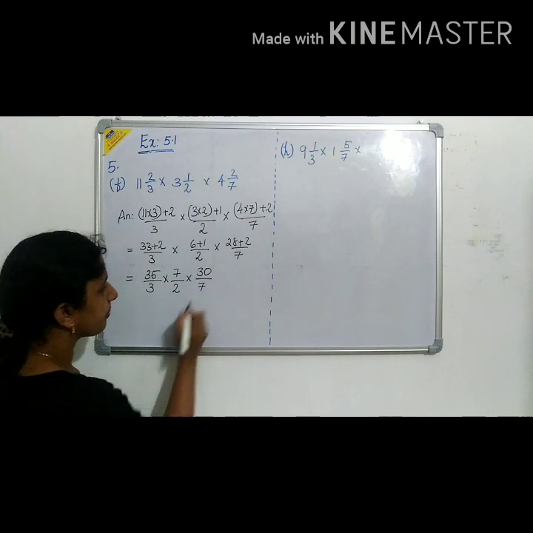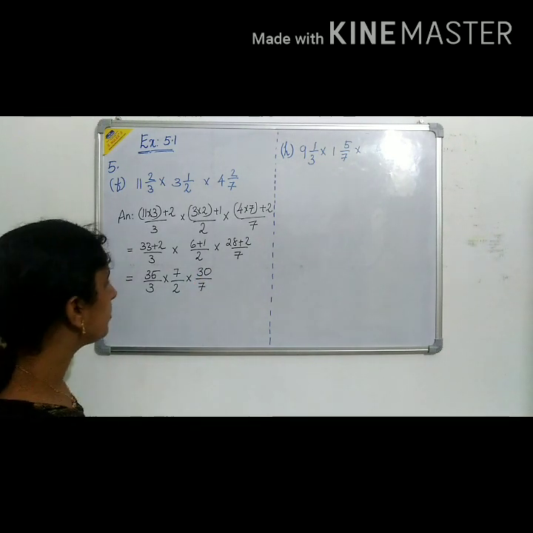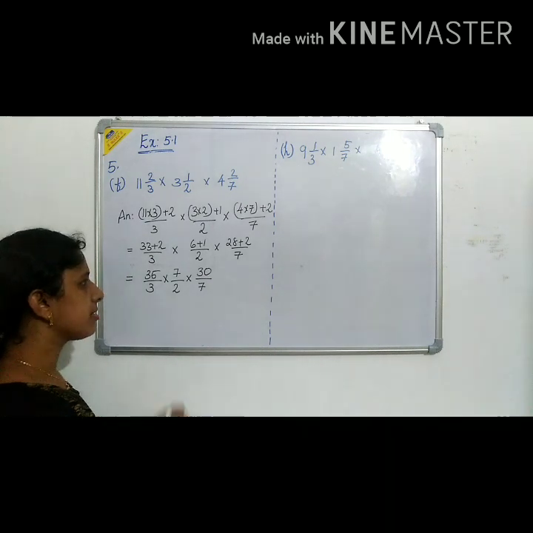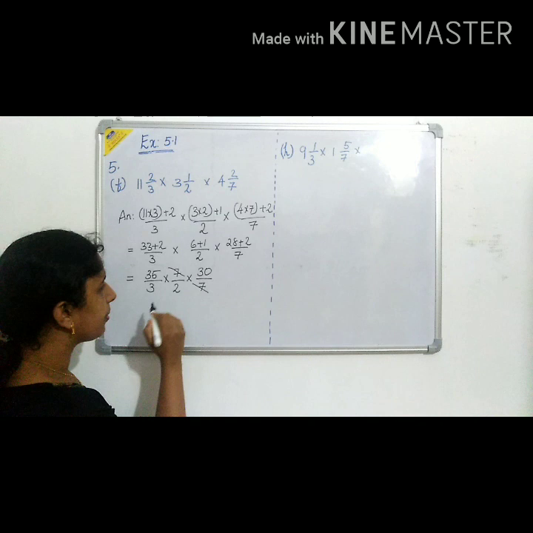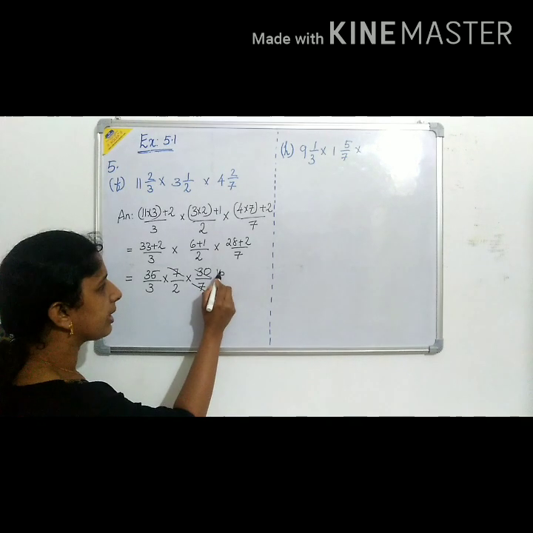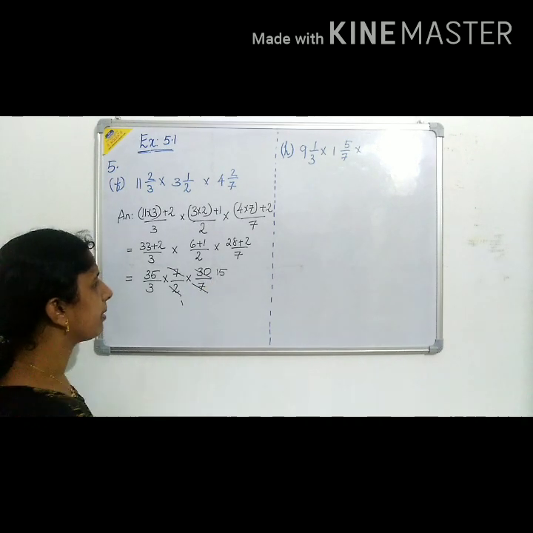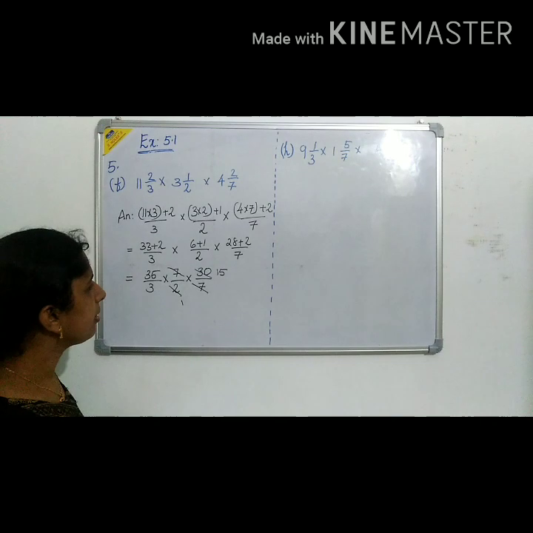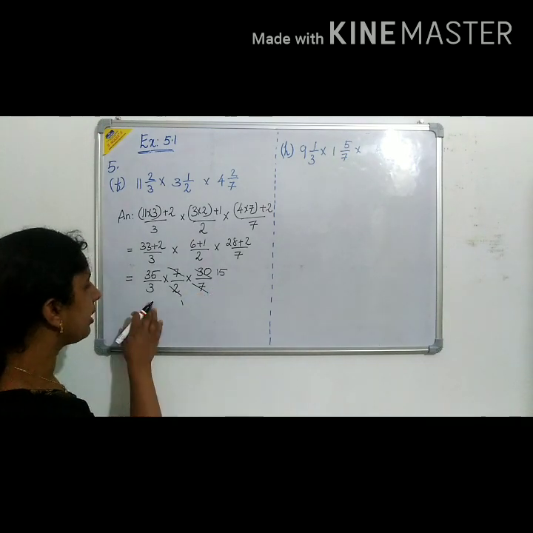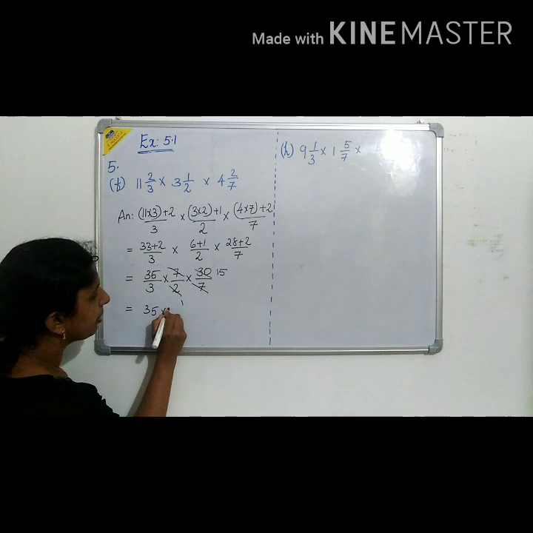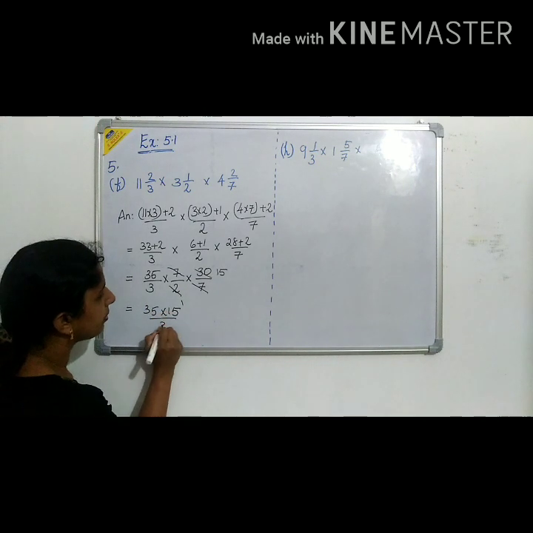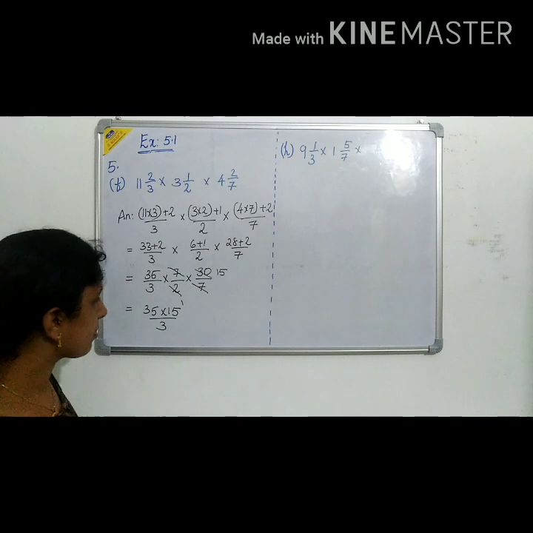Now we can cancel the common factors. Here you can cancel 7 and 7. 30 and 2 also you can cancel. Here you will get 15 and here you will get 1. Now it is 35 and here 15, here 3. Then we can write here 35 into 15 by 3. Now it is more clear.